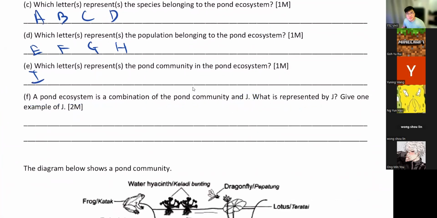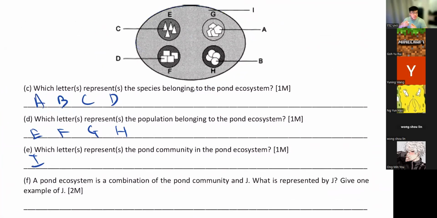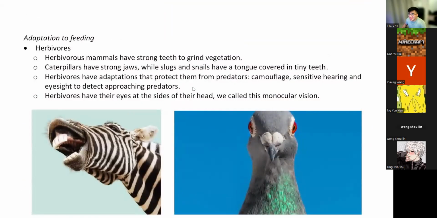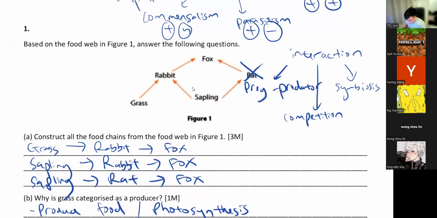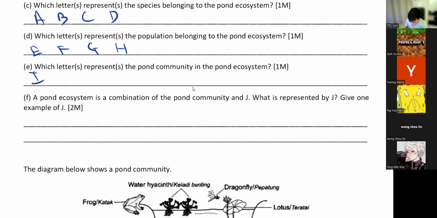What is represented by J? How do you change this into an ecosystem? What is missing here? What is J? Not really. Okay, so how do you change your community into an ecosystem? Okay, grass is living, you know grass is living. So you have to combine a community and non-living things. We call it abiotic factors, like your weather, your rock, your soil, your water, things like that. So J is your abiotic factors. Abiotic means non-biotic. A means non. Okay, so give one example here. That would be your weather.